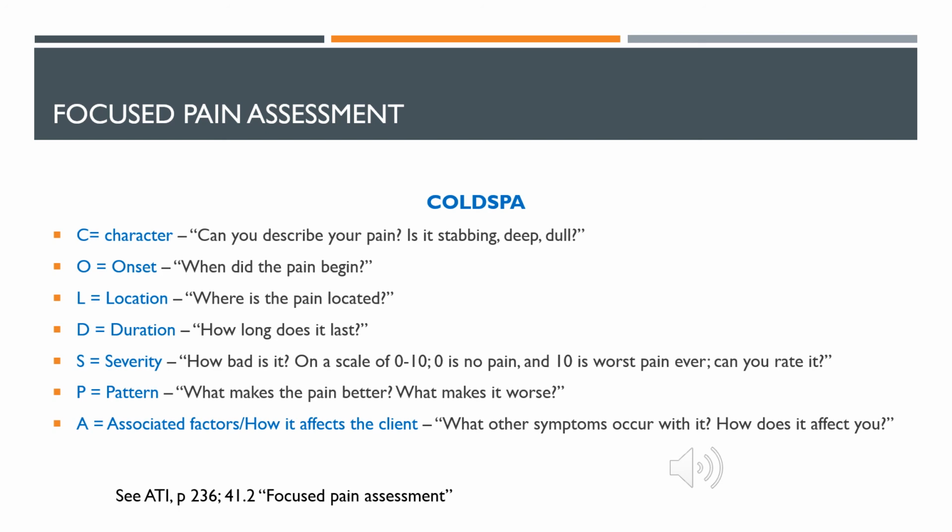Then P is for pattern. What makes the pain better? What makes the pain worse? This is a great question because it can help you in your interventions and how you're going to help the client. And then lastly, A is for associated factors, or how it affects the client. So what other symptoms occur with it? How does it affect you? And these are great questions and things that you will need to be very comfortable and familiar with.